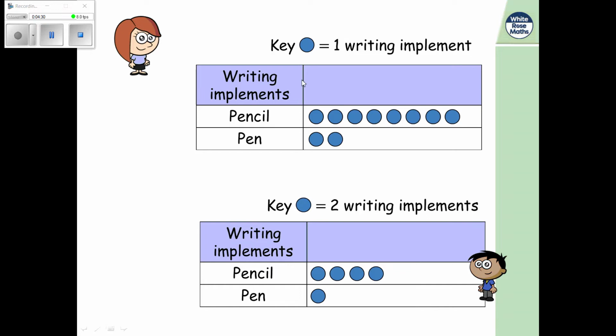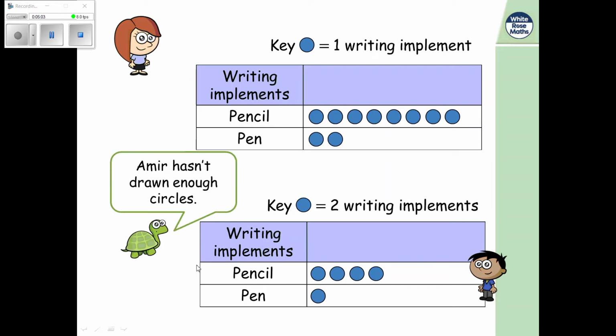So here, the key here is 1 writing implement. So it equals 1. So here, the pencil, they have 1, 2, 3, 4, 5, 6, 7, 8 pencils and 1, 2 pens. So here it equals 2. So let's just recap. 1, 2, 3, 4, 5, 6, 7, 8. Let's count on our 2s now. 2, 4, 6, 8. They have got that correct using their 2 writing implements. And again here they had 1, 2. So they only need 1 circle here because that represents 2.